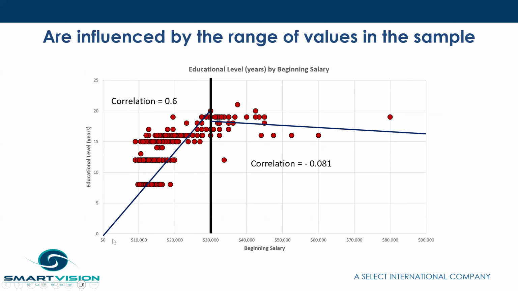Well, for those who earn up to 30,000, the correlation is 0.6. But after 30,000, there isn't much of a correlation. Look. So you need to bear in mind that over certain groups, maybe different populations within your sample, or your samples actually referring to different groups.